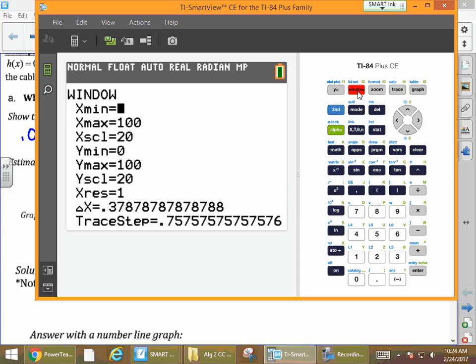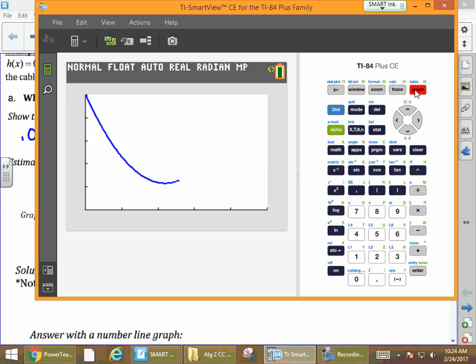And we're going to have the same things for the y. Y min is 0. Y max is 100. Our scale is 20. And once we've got that, then we're going to draw the picture. So now if you've got that in, we can type in graph. And we get that. So we already have that drawn on our paper, so that looks really familiar to us.